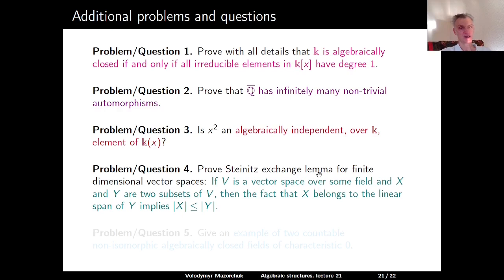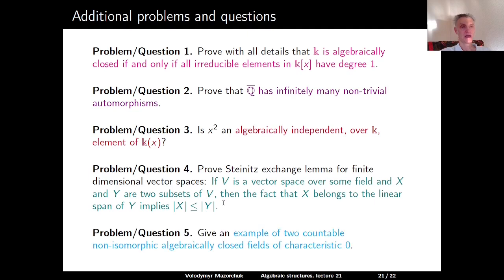Problem question 4. Prove the Steinitz exchange lemma for finite-dimensional vector spaces. So it is formulated in the following way. If V is a finite-dimensional vector space over some field, and X and Y are two subsets of V, then the fact that X belongs to the linear span of Y implies that the cardinality of X is less than or equal to the cardinality of Y. And problem question 5. Give an example of two countable non-isomorphic algebraically closed fields of characteristic 0.